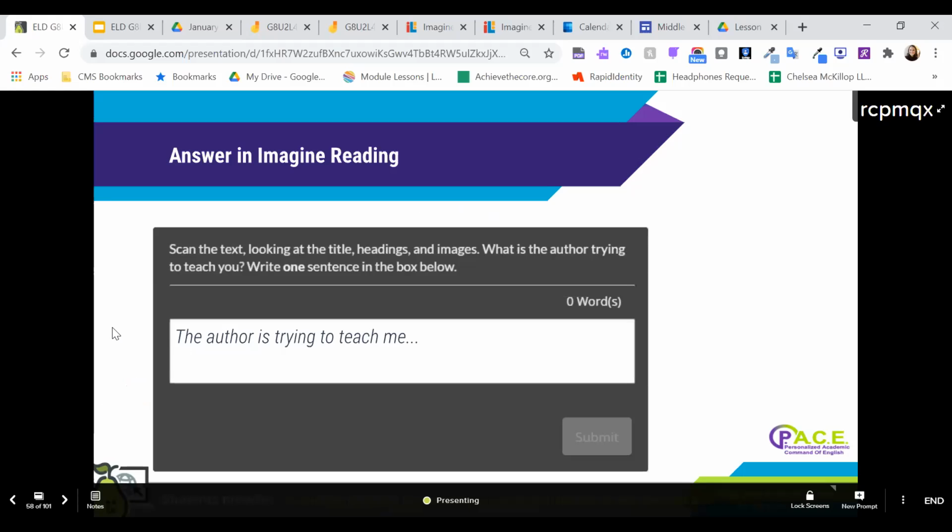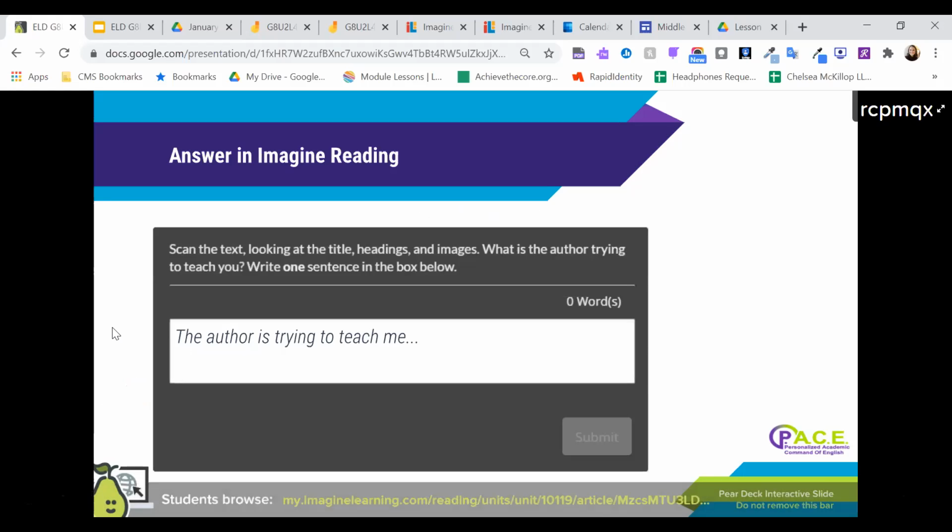All right, so we're going to move on to our next piece, and this is after scanning, of course. And so we're going to answer this question. What is the author trying to teach you? Write one sentence in the box below, and you'll notice there's a sentence starter to support you.